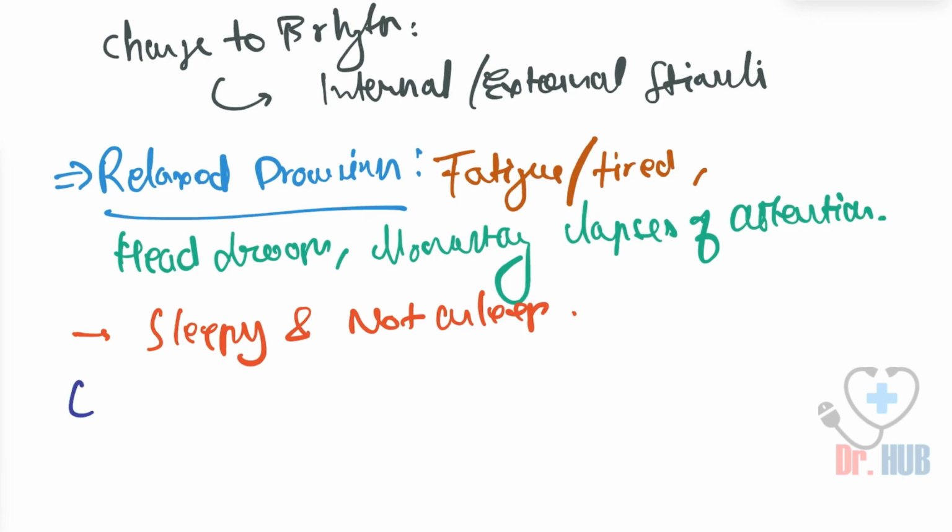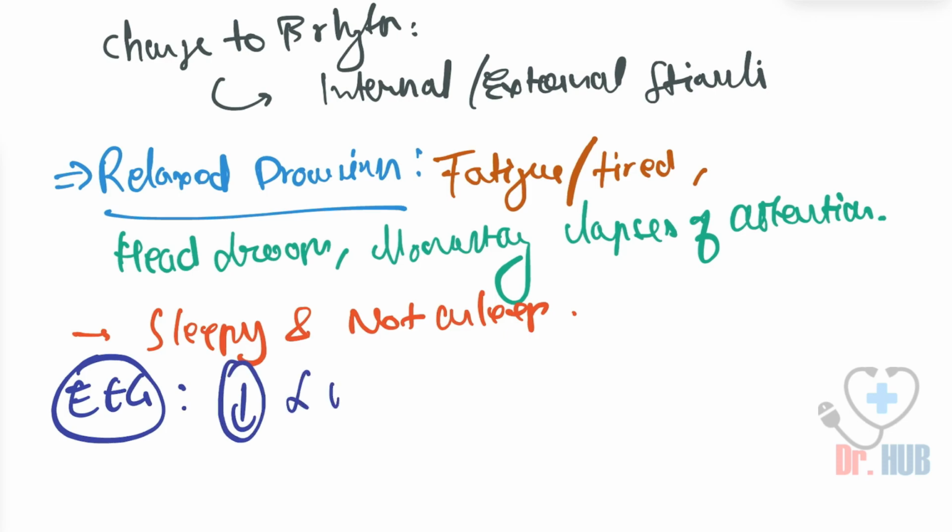Next we look at the EEG. So what is the EEG finding? There is a decrease in the alpha wave amplitude as well as the frequency.